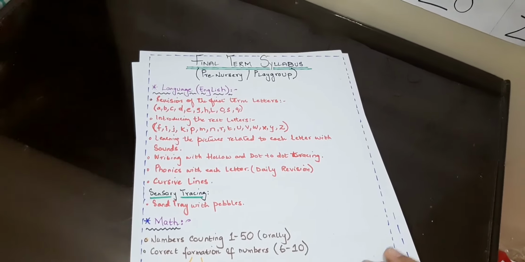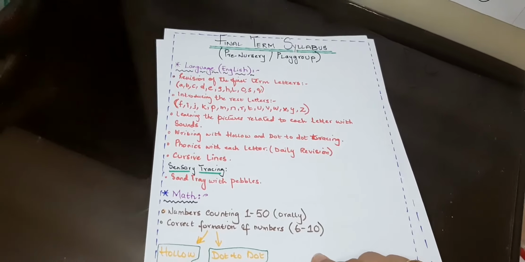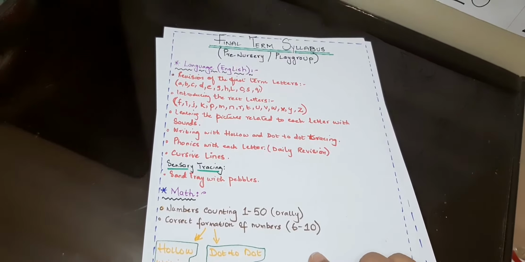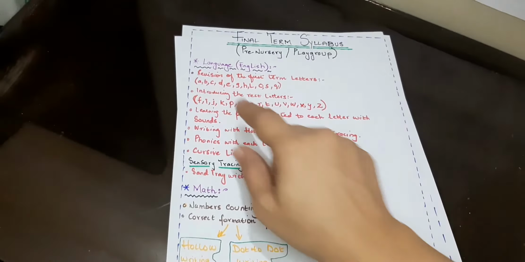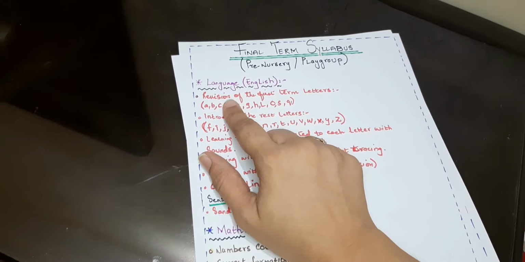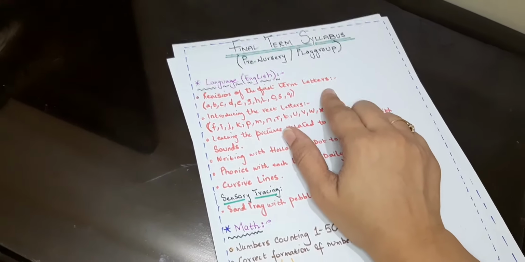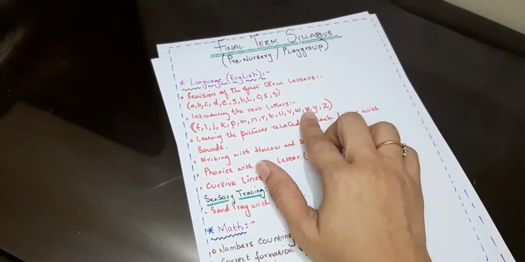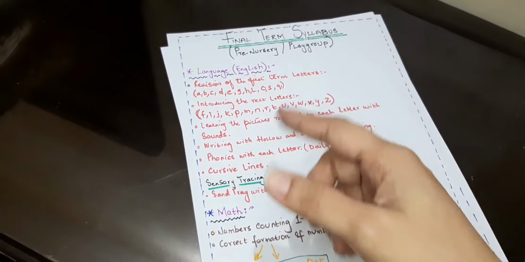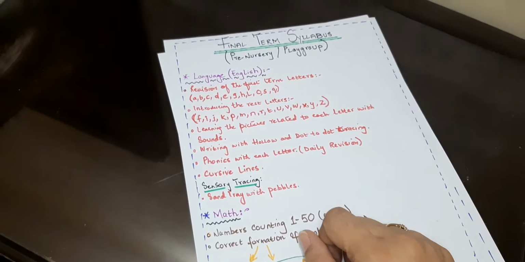In today's video I'm going to discuss the final term syllabus for pre-nursery or playgroup. So the first topic and the first subject is English. What you're going to do is revise the first term letters that they have done previously. If you want to check out the first term syllabus, I've already done a video. I'll put the link of the video in the description box.